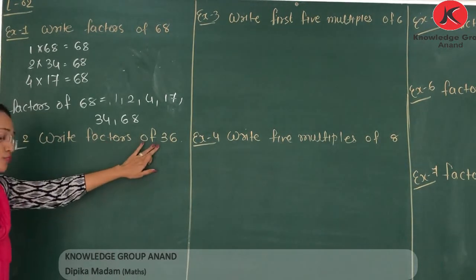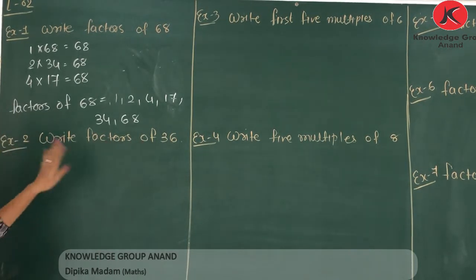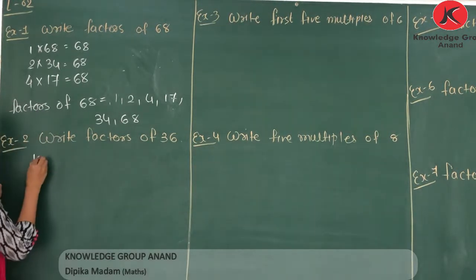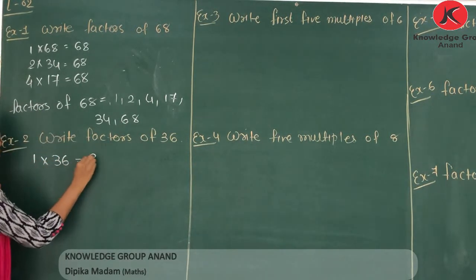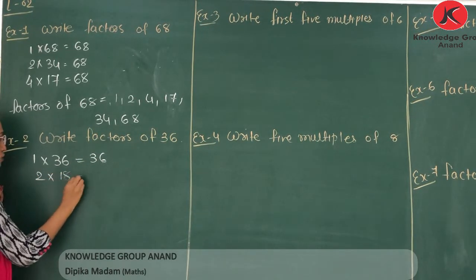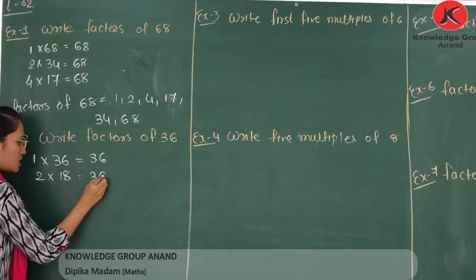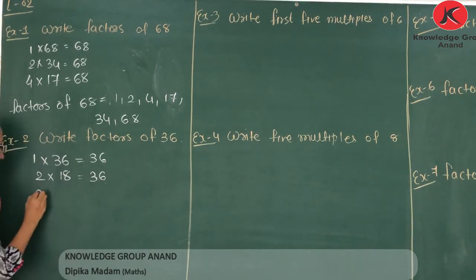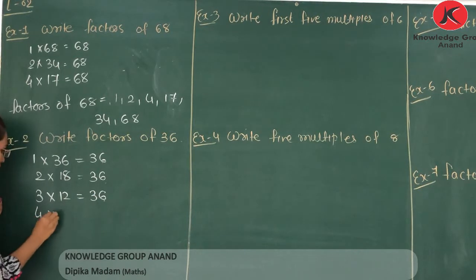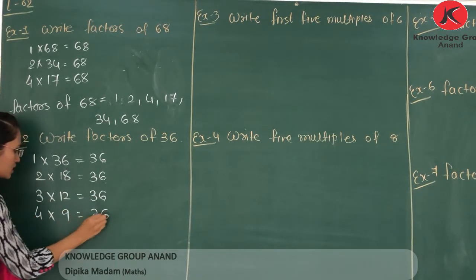Write the factors of 36. Now we know in which table we get 36. So first of all, 1 times 36 is 36. 2, 18 2s are 36. 3, 12 3s are 36. 4, 9 4s are 36.